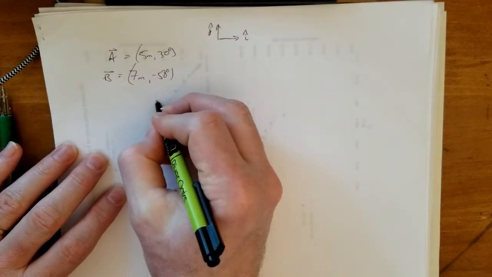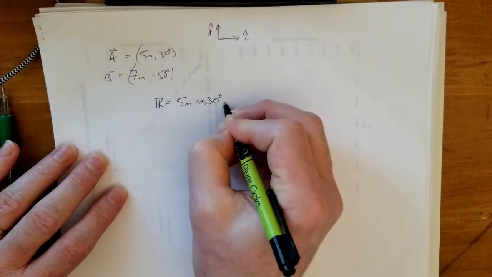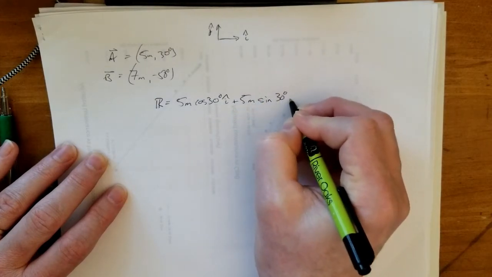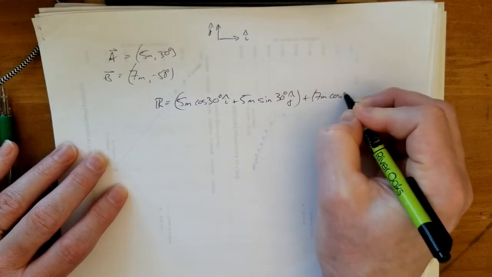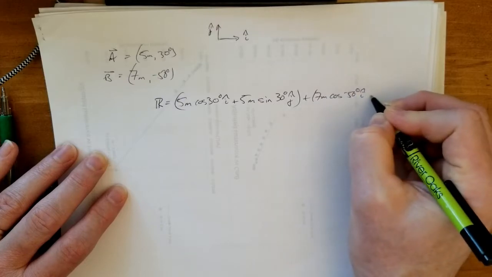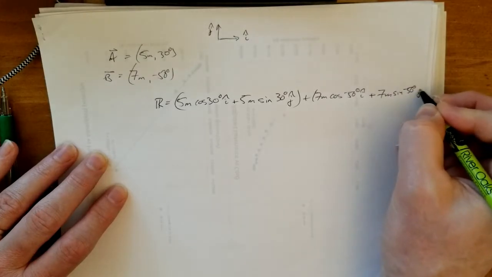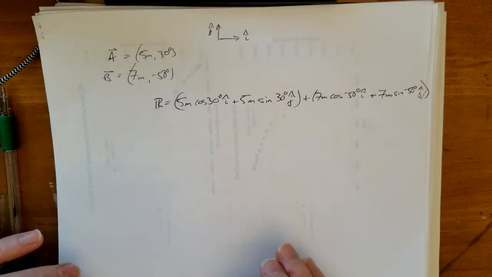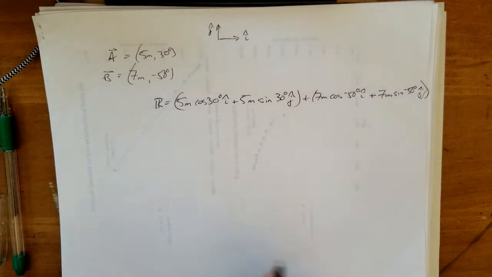And so my resultant will be 5 meters times the cosine of 30 degrees i hat plus 5 meters times the sine of 30 degrees j hat plus 7 meters times the cosine of negative 50 degrees i hat plus 7 meters times the sine of negative 50 degrees j hat. And so I don't need to think through the direction. If you're writing a computer program to do this, this is really nice that it works out this way. And so the negatives that I had to think through before show up this time.